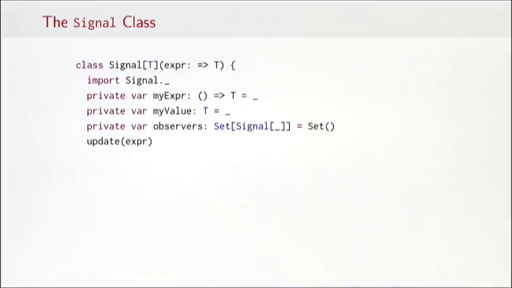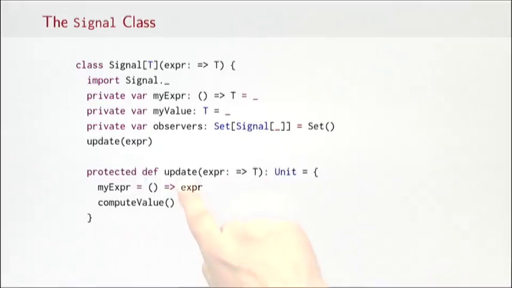So now that we have done with the setup, let's have a look at the signal class. As we have mentioned before, the signal class has 3 items in its state. They are represented by 3 private variables. The first one is the current expression, which is called here myExpression. Second is the current value of the signal, which is called myValue. And the third is the set of observers. The initial values of myExpression and myValue are both uninitialized. The initial value of the set of observers is the empty set. So how do we initialize myExpression and myValue? Well, that will be done in the initial call to the update function that we are going to see next.